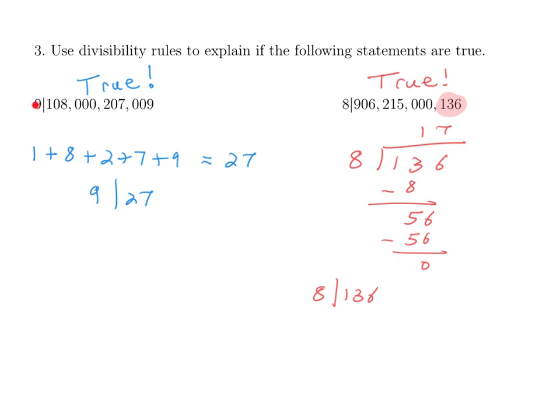So the rule for 9 is similar to the one for 3. You add the digits, and if 9 can divide that number, it divides the number itself. If you check the last 3 digits for dividing 8, if 8 divides that number, it divides the entire number itself.